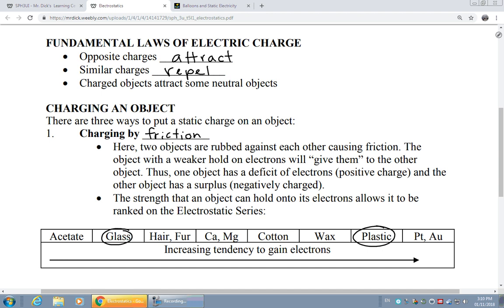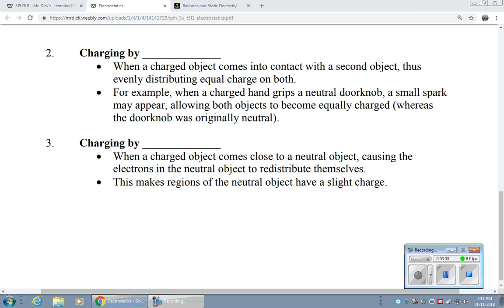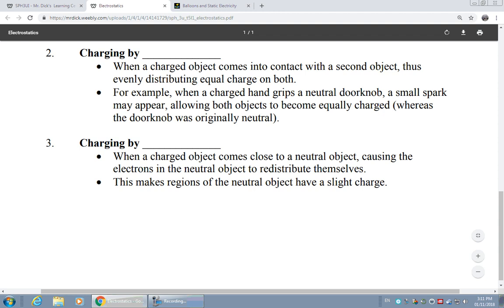So these two objects that might have started as completely neutral, when they're rubbed together, have their electrons redistributed, which causes both of them to develop opposite charges. And after that, we should notice that those two objects attract one another. But there's another form of charging that we call charging by contact.